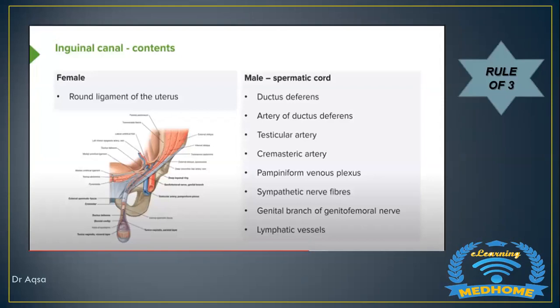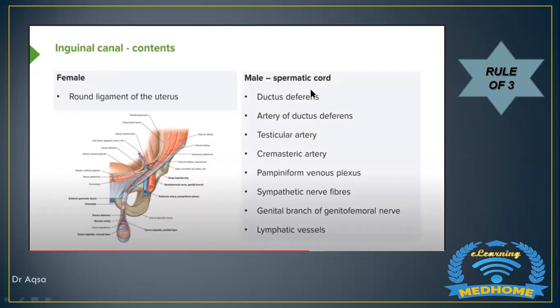Now, what are the contents of the inguinal canal? For the rectus sheath, I told you the rule of 2, that was 2, 2, 2. Now for the inguinal canal, we have the rule of 3, 3, 3. Everything is similar in male and female, except that in the female we have the round ligament of uterus, and in the male, we have the spermatic cord.